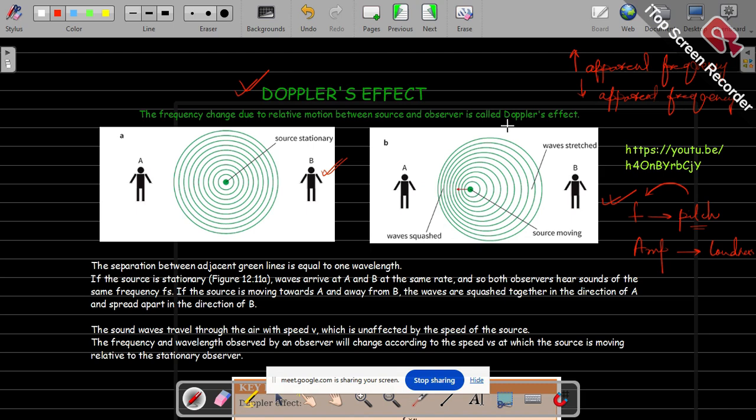Whether I talk about a car, a train, or an approaching ambulance, whatever it be, it is going to be the source, and whoever is observing or perceiving this frequency is going to act as the observer. Right? Now look, here we have two figures. In the very first figure, you must have noticed in the diagram the words relative motion.